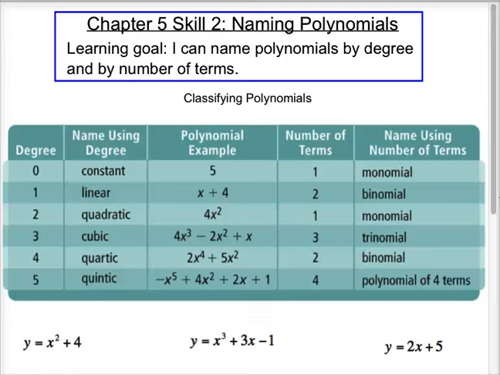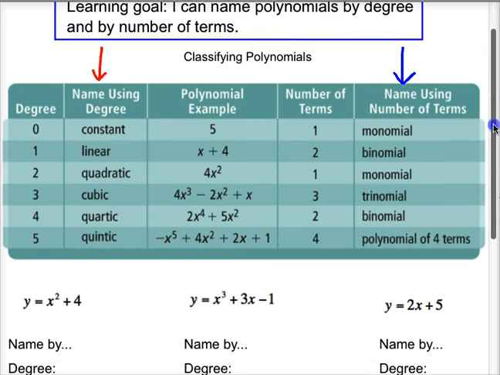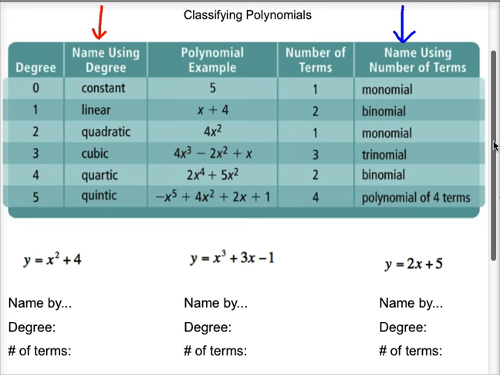In this lesson, we're going to discuss how to name polynomials. So all polynomials can be named using two things. They can be named by the degree that they have, and they can be named based on the number of terms that they have. So let's take a quick look at how these are named.